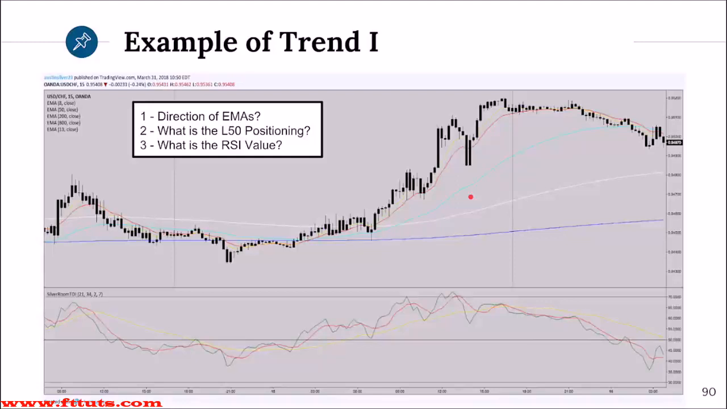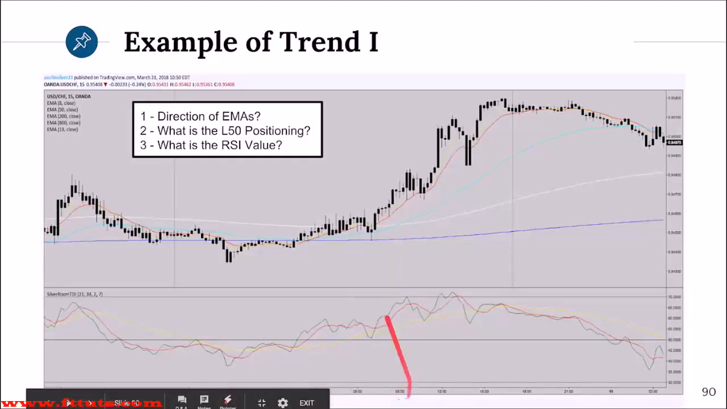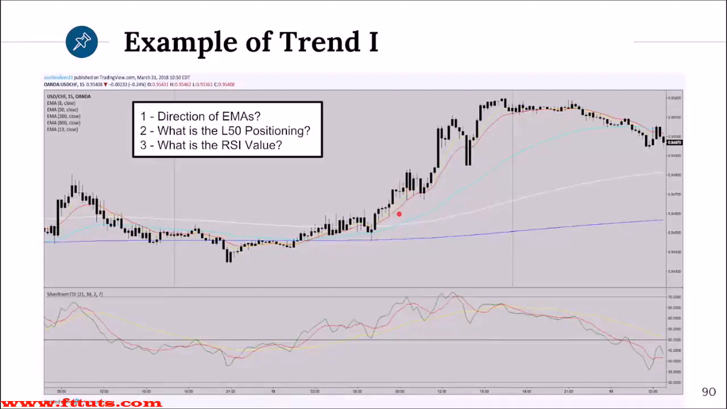Number one, what is the direction of the EMAs? Well, here, trading around 9 a.m., you can see the 9 a.m. down here at the bottom. Trading around 9 a.m., the open of the New York session, you can see that the EMAs start to fan up. All the EMAs start to point up. And even here, the shorter term EMAs are above the blueberry, above that longer term EMA. We know from previous slides that that tells us that this is in an uptrend.